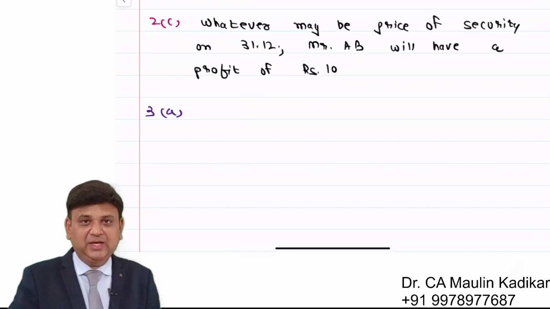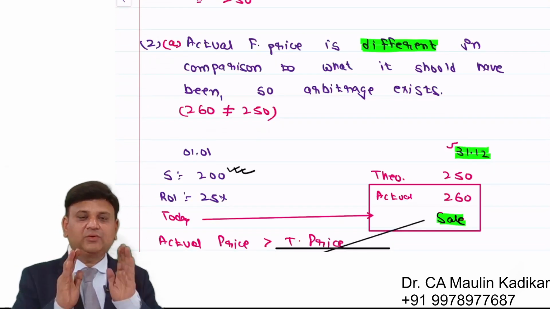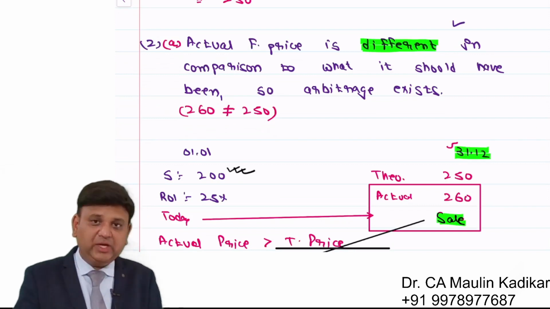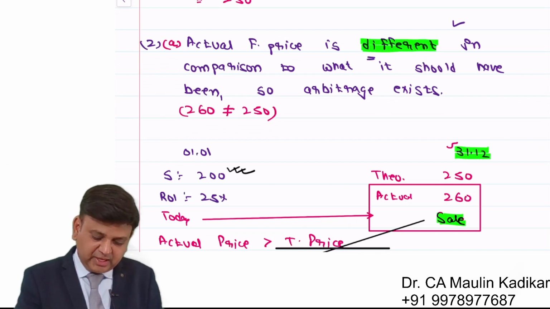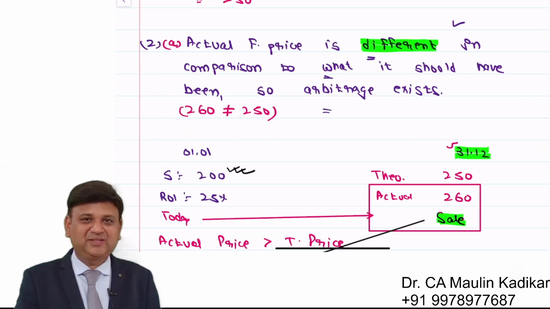Question number 3A. Dear students, the answer of question number 3A is exactly the same as question number 2A. No change. Actual price is different in comparison to what it should have been, so arbitrage exists.